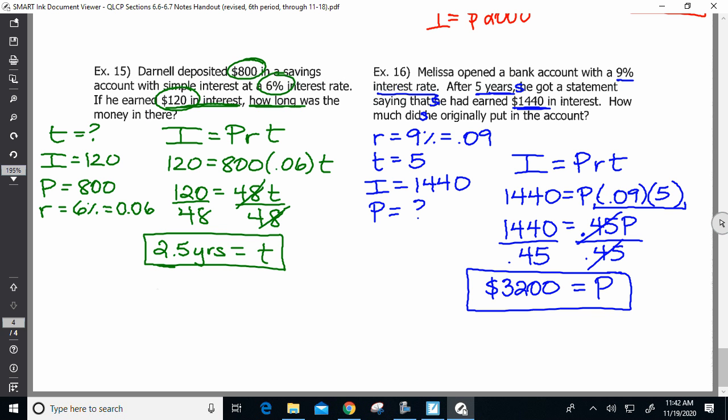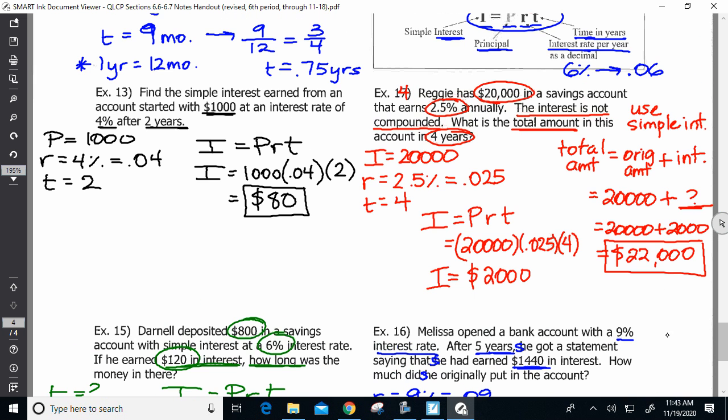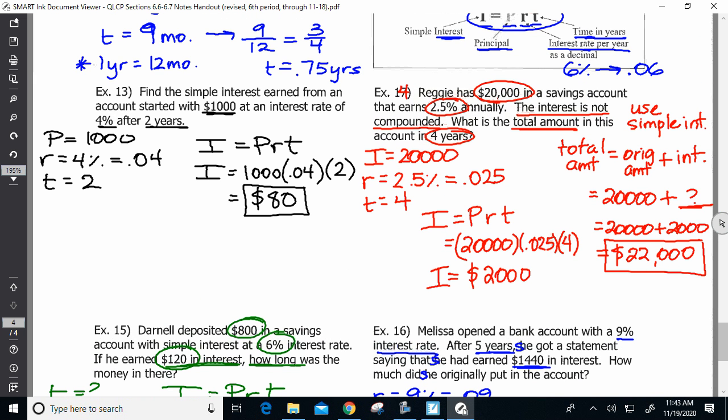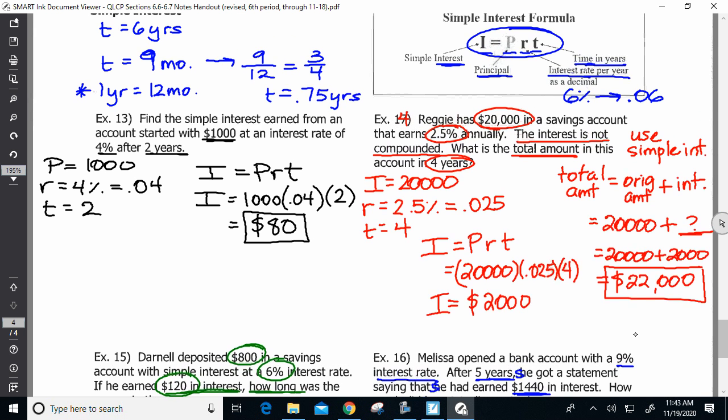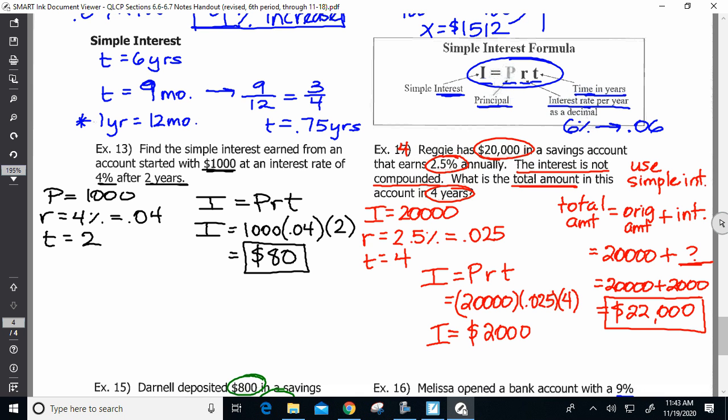And that's it for that problem. So, whether you're finding P, T, or R, if one of them is missing, then you can find it. If you're just looking for interest, then it's a simple problem like 13. If you're looking for a total amount, you find the interest and then you add it to the original amount. So, simple interest isn't difficult. You just have to know what you are looking for, use the formula, and solve it out.